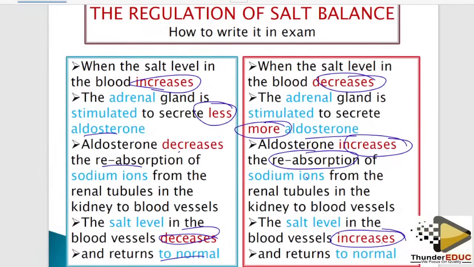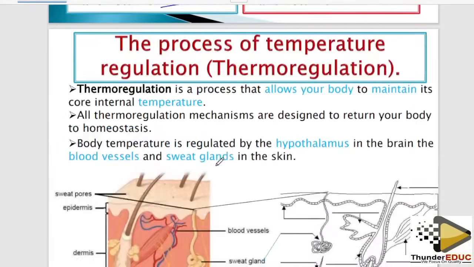a link so that at least you don't get lost in that regard. Let's go to the last subsection. What is that? It is the process of thermoregulation.